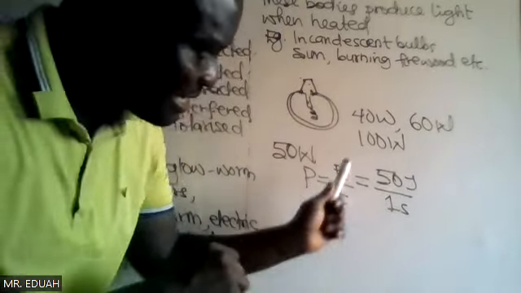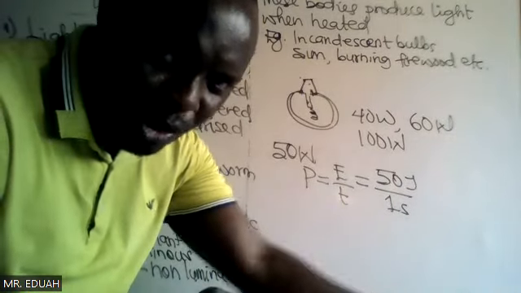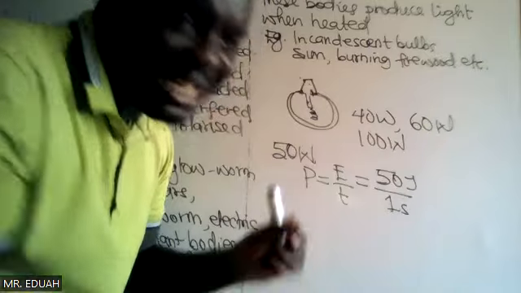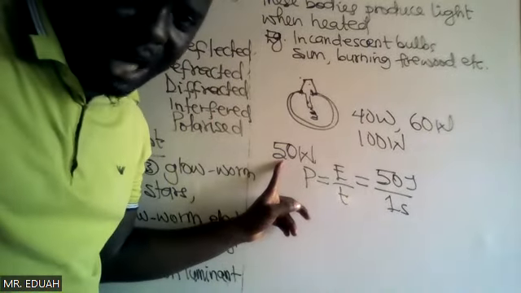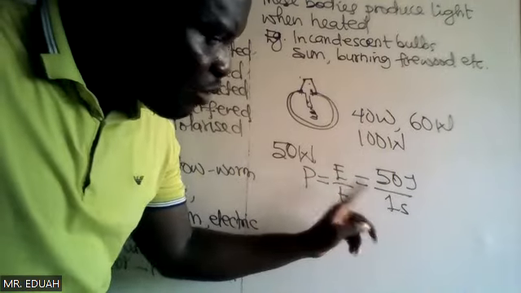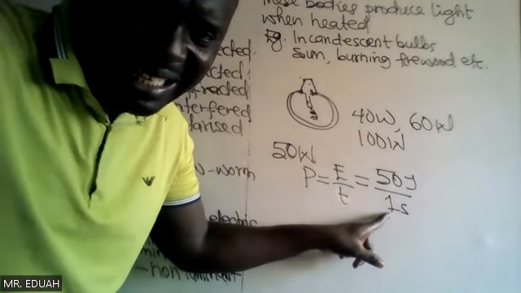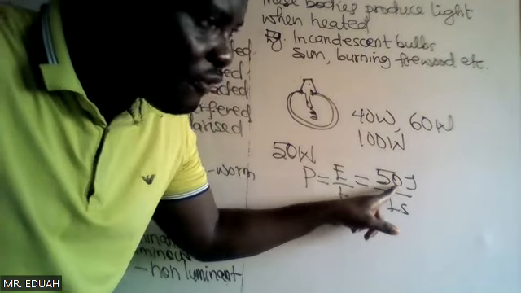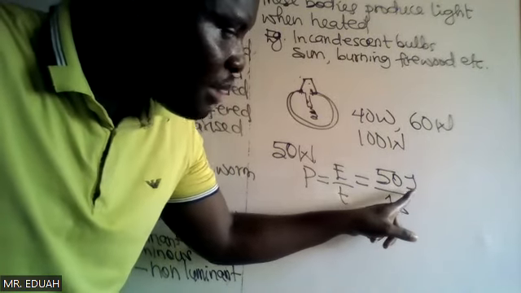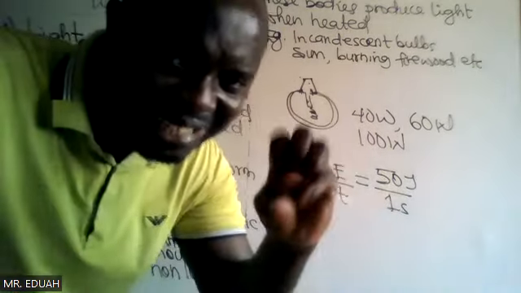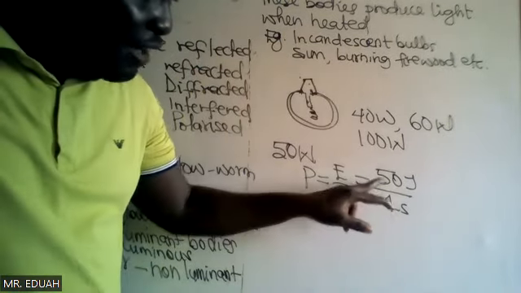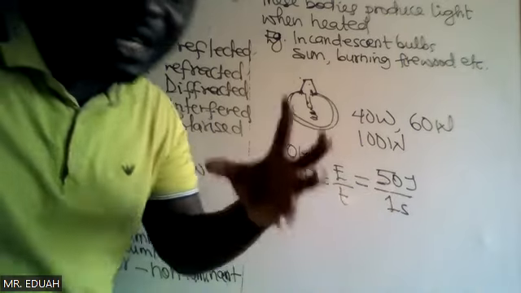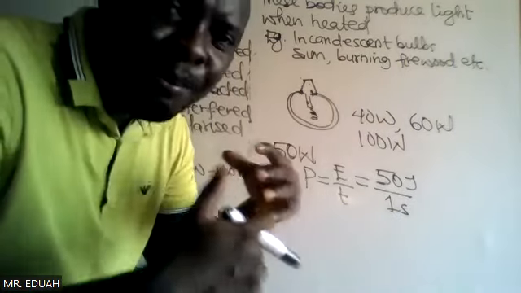to light. That's the function of the bulb. The bulb converts electrical energy to light. So if it is rated 50 watts, what it means is that within 1 second, 50 joules of electrical energy will be converted to light energy. Within 1 second, 50 joules of electrical energy must be converted to light energy.